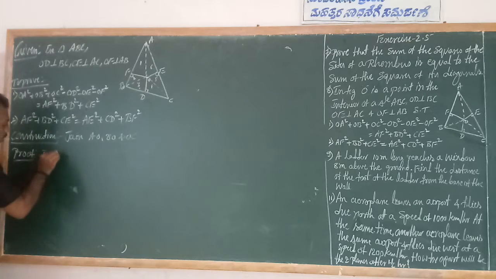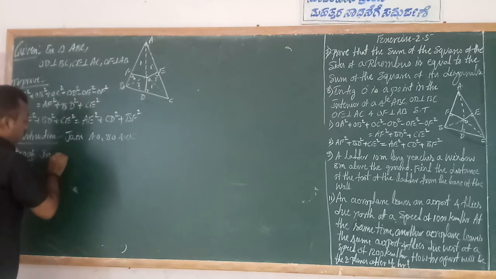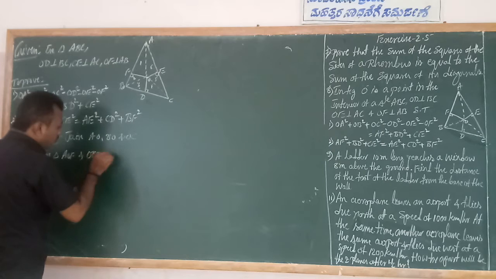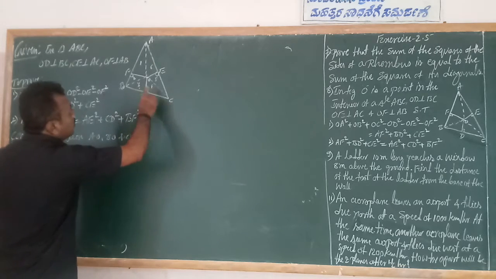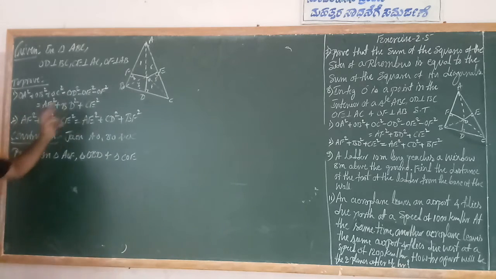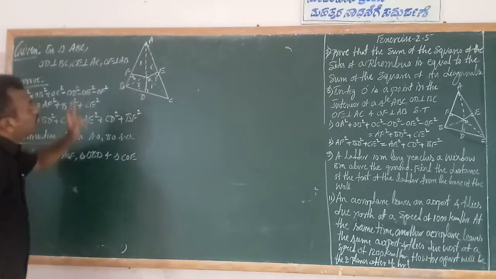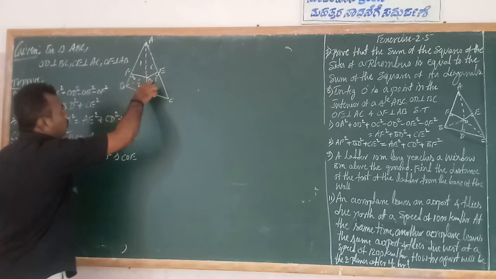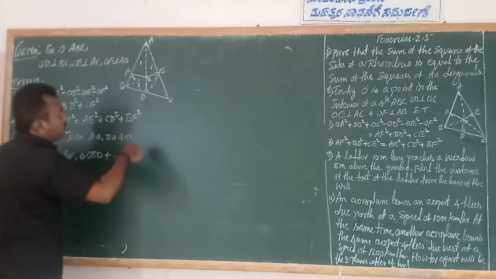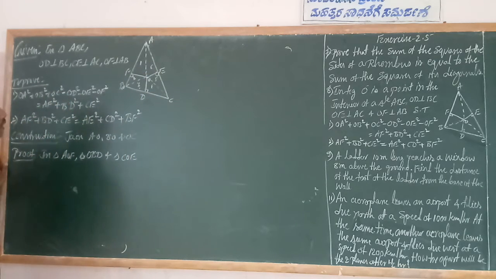So the first triangle AOF, triangle OBD and another one, the fifth one, COE. These 3 triangles we should consider. These 3 triangles are right angle triangles because OF is perpendicular to AB, OD is perpendicular to BC, OE is perpendicular to AC. That's why all triangles become right angle triangles.